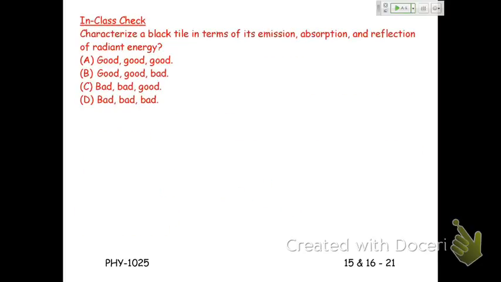And then characterize a black tile in terms of its emission, absorption, and reflection. A black tile is a good emitter. It's a good absorber. But it is a lousy reflector.